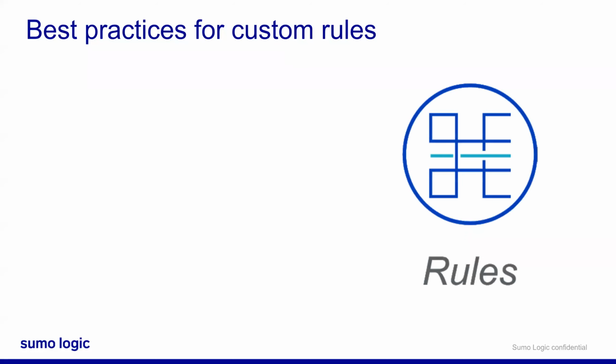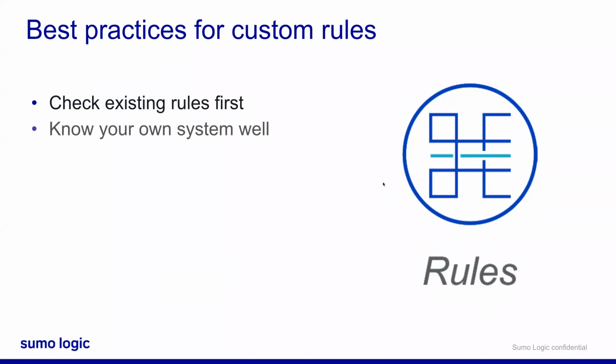Now, the best practices for these custom rules. First, you want to check the existing rules in the system. As I mentioned, Sumo Logic has hundreds of built-in rules, and so you may not need to write a new one, or you may only need to make small changes to an existing rule. If you don't need to create a new rule, don't do it. You need to know your system well. You need to understand the schema and log mappings of the records ingested into Cloud SIEM to write effective rules. And so you may need to work with an administrator that has more of this information when creating rules.